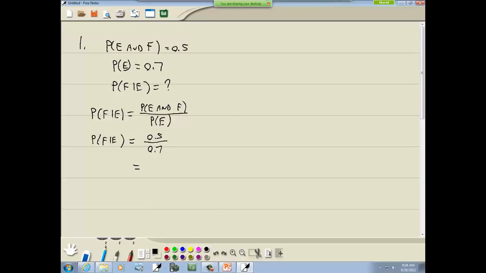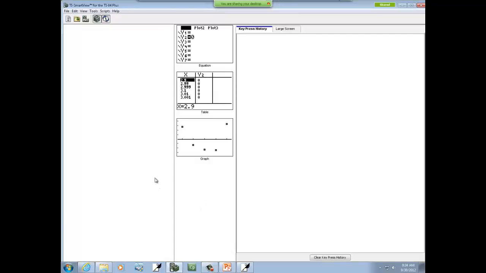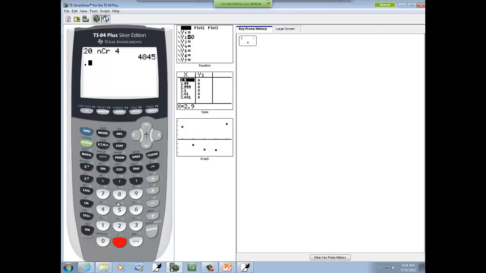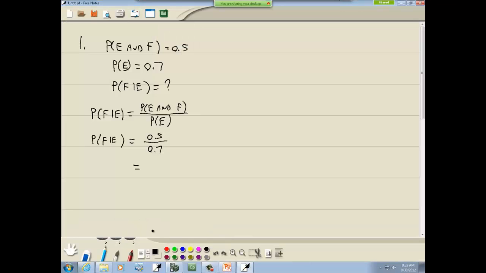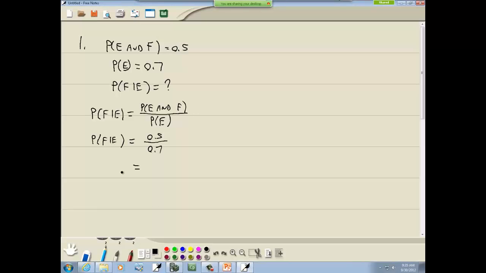It's 0.5 divided by 0.7. To 4 decimal places, 0.7143. Yep, that's our answer.